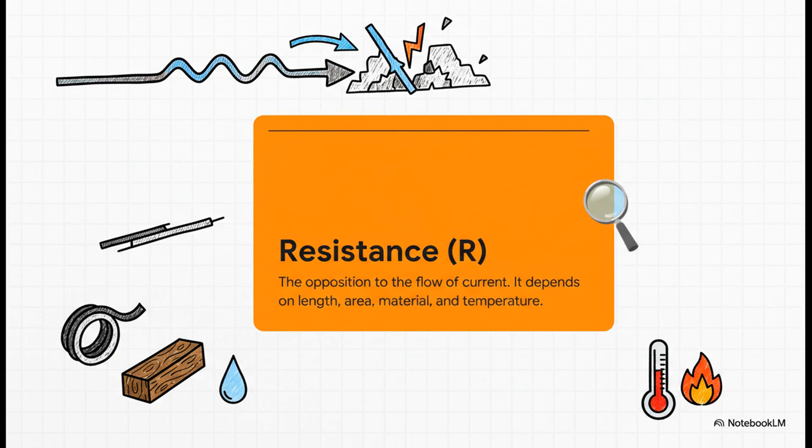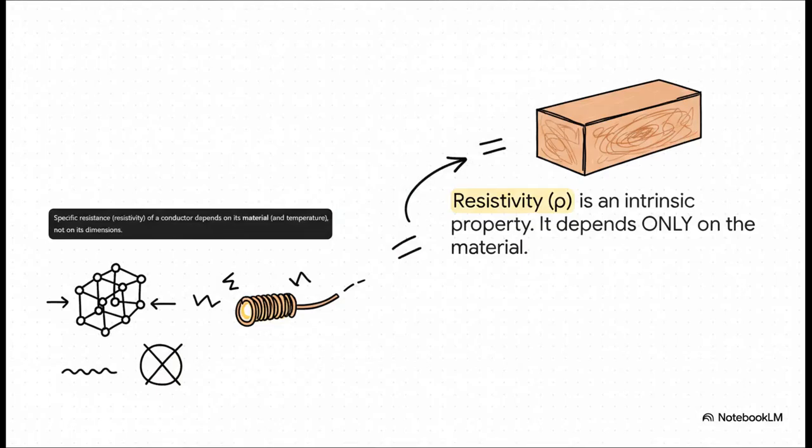And the important thing to remember is that 4 things can change it. How long the wire is, how thick it is, what it's made of, and how hot it is. But here's the classic trip-up, telling the difference between resistance and resistivity. Resistivity is what we call an intrinsic property. It's like a material's unique fingerprint. Copper has a certain resistivity, and it doesn't matter if it's a long, skinny wire or a short, fat block. The resistivity of the copper itself doesn't change.